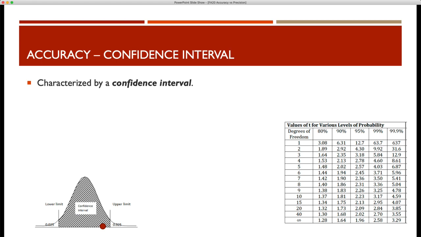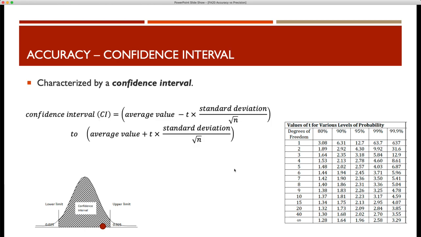In order to calculate this window, we need to calculate two numbers, the lower limit and the upper limit. So the confidence interval is defined by the lower limit, which is the average value minus some amount, and the upper limit, which is the average value plus some amount. This extra amount depends on the standard deviation of the measurements that you've taken and the number of measurements that you've taken. N is the number of measurements that you've taken, and t is from a table, the student's t table.